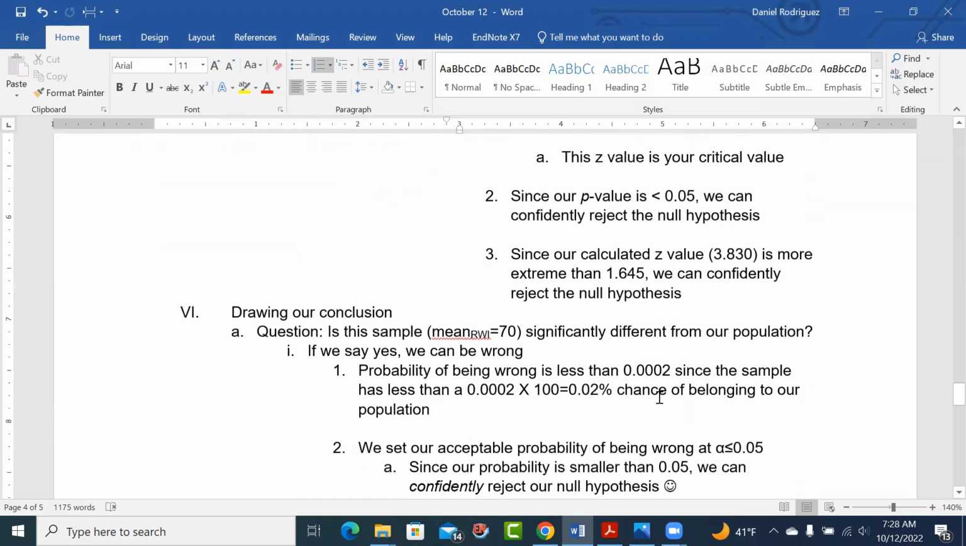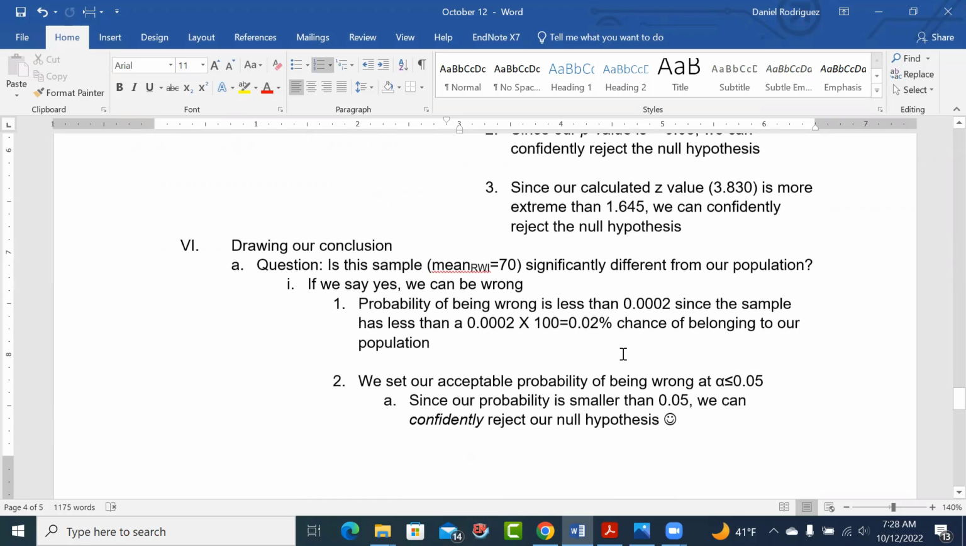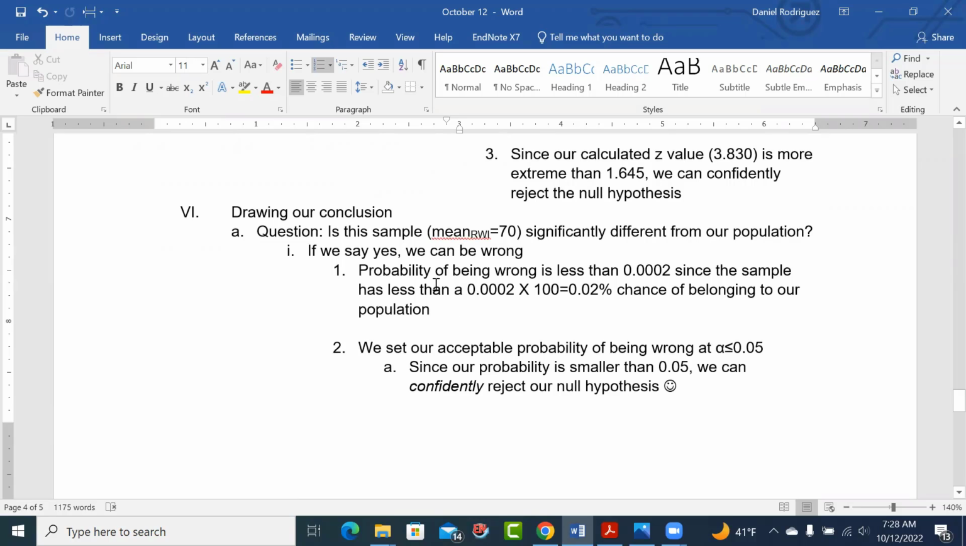What else? I talked about that. So we draw our conclusion. Oh, so the question: is the sample, the mean RWI of 70, significantly different from our population? Oh, I love all this stuff. So if we say, yes, it is, which we ended up doing, we can still be wrong, but the probability of us being wrong is very, very small.